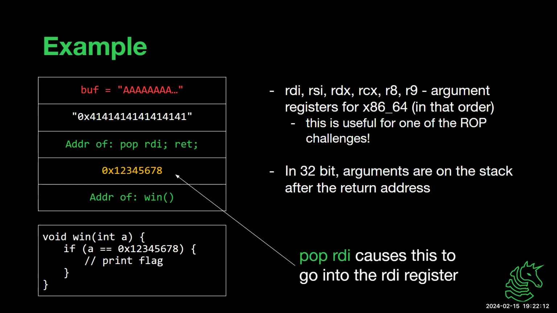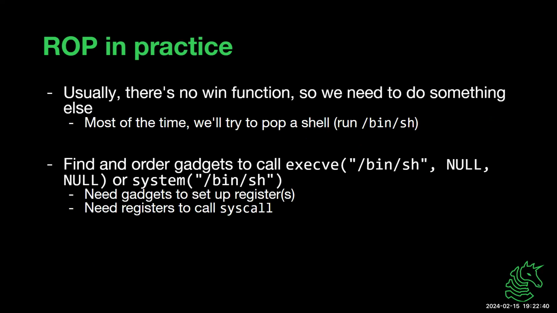At least for 64-bit x86, based on the calling convention, the first 6 arguments of a function use the registers RDI, RSI, RDX, etc. In 32-bit, it's a little bit different, but none of the challenges are 32-bit. But just in case you're doing a CTF and you encounter a 32-bit binary, the way you do ROP is a little bit different.